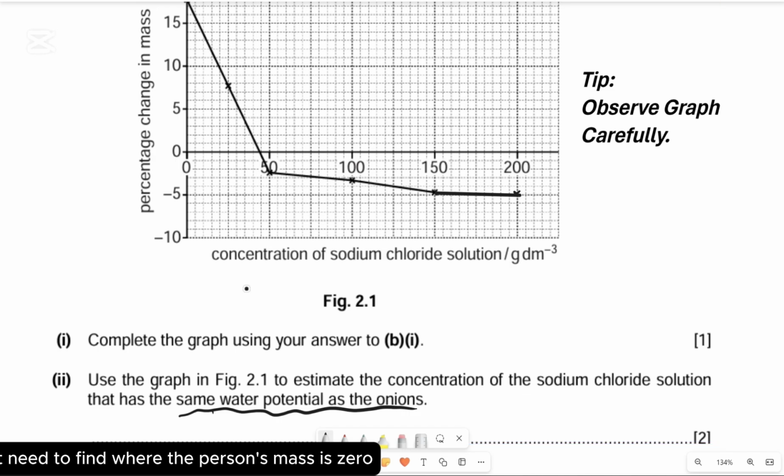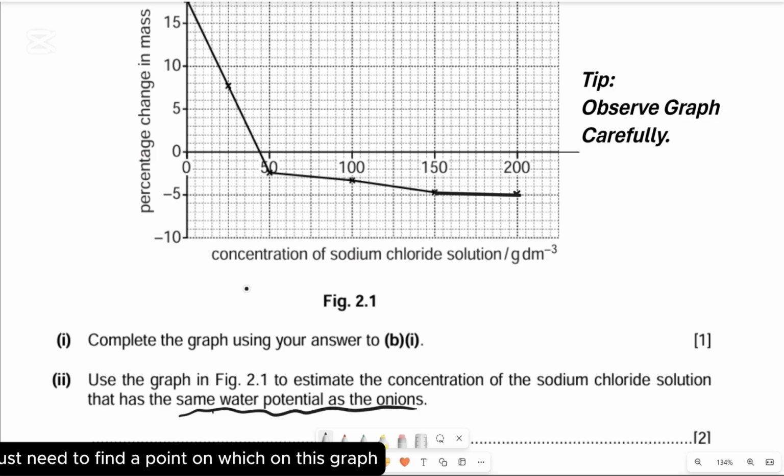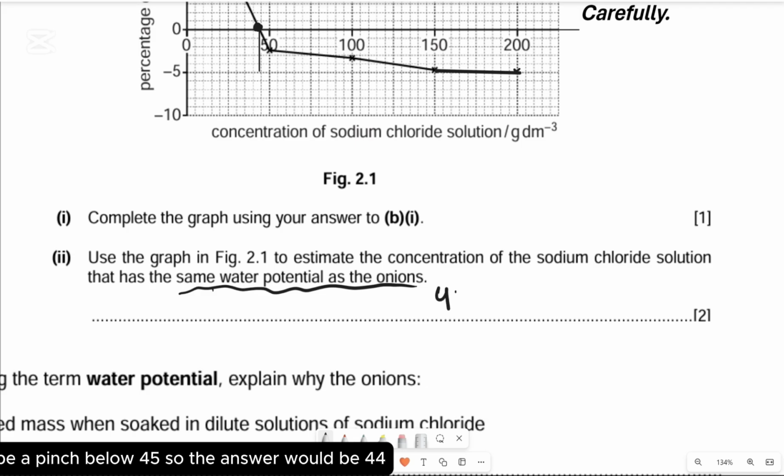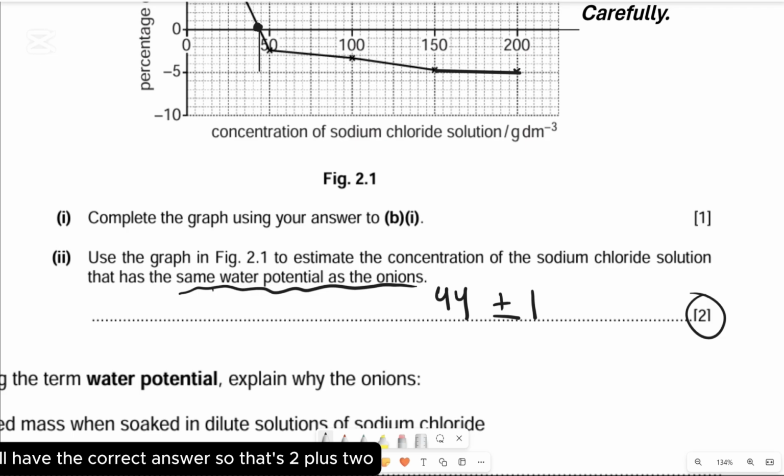So we just need to find where the percentage mass is 0. On this line it is 0. So we just need to find a point on this graph, which is about here. This point is on 0, and this is about here. It's not 45 exactly, it's maybe a pinch below 45. So the answer would be 44. There is an allowance of plus minus 1, so you could write 43 or 45. You'd still have the correct answer. So that's 2. This is 1.